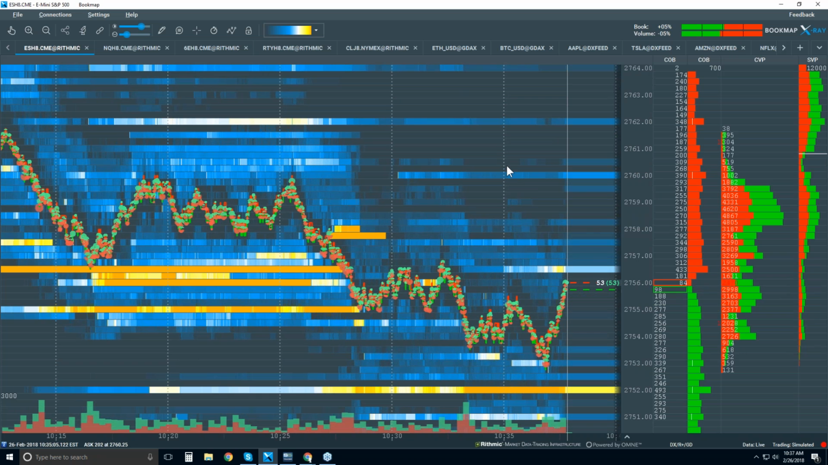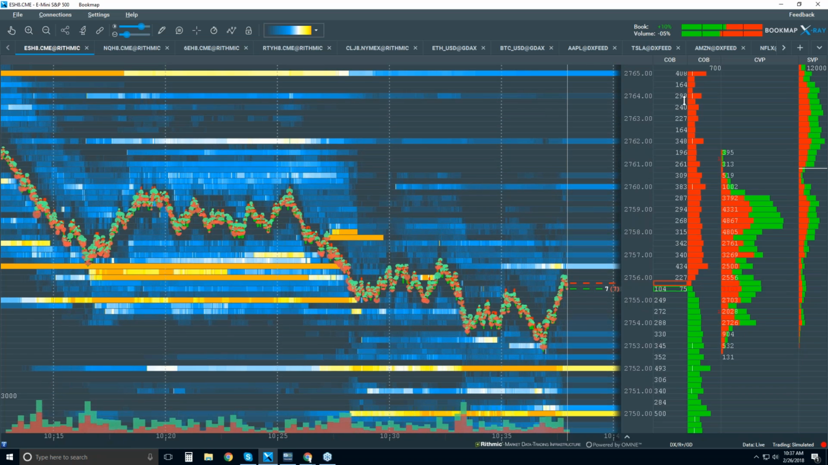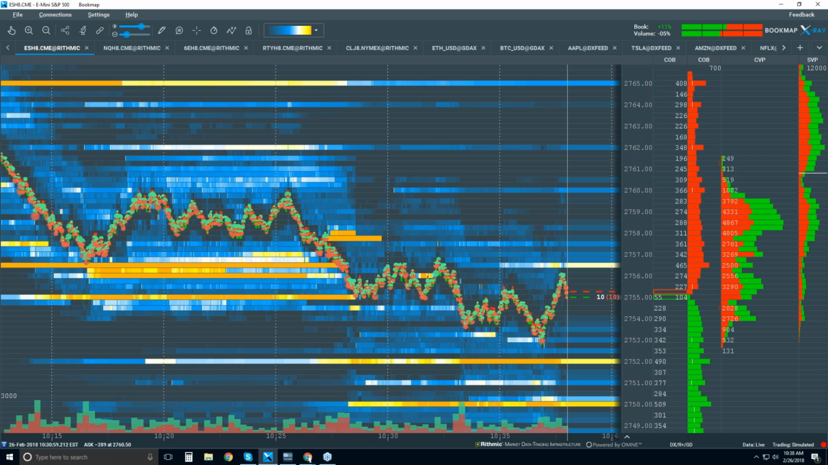So utilizing that depth of market on much higher time frames and very far away from price, that's going to be pretty difficult to see on a regular DOM, but here it all is displayed here in Bookmap.